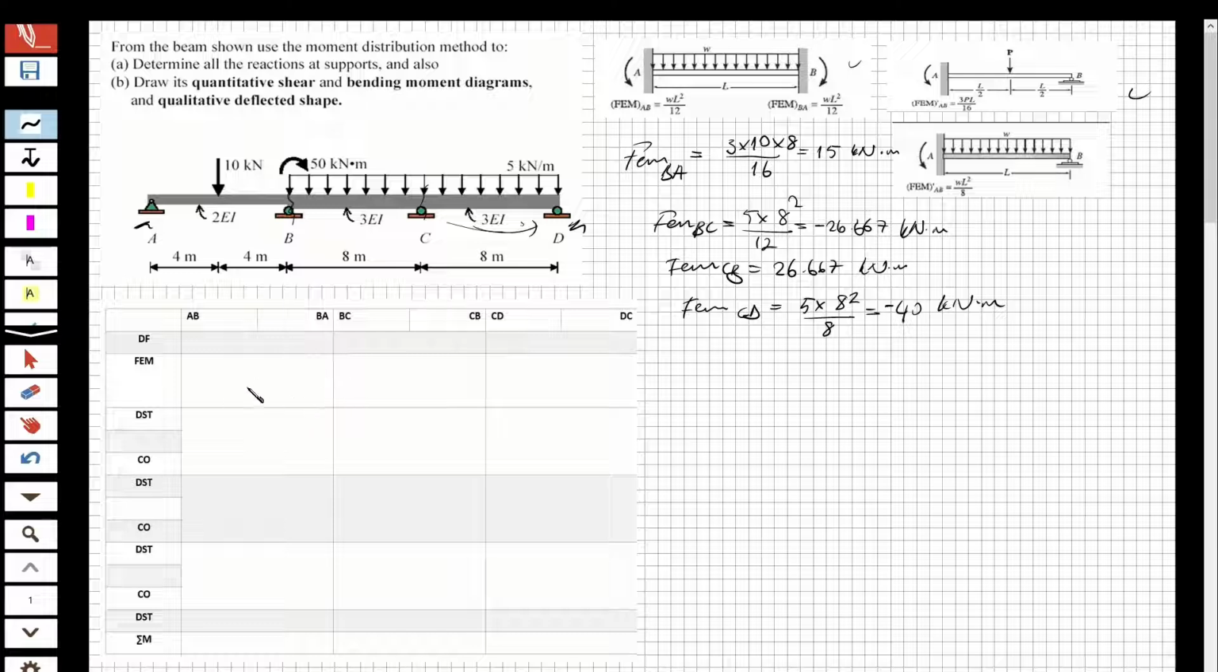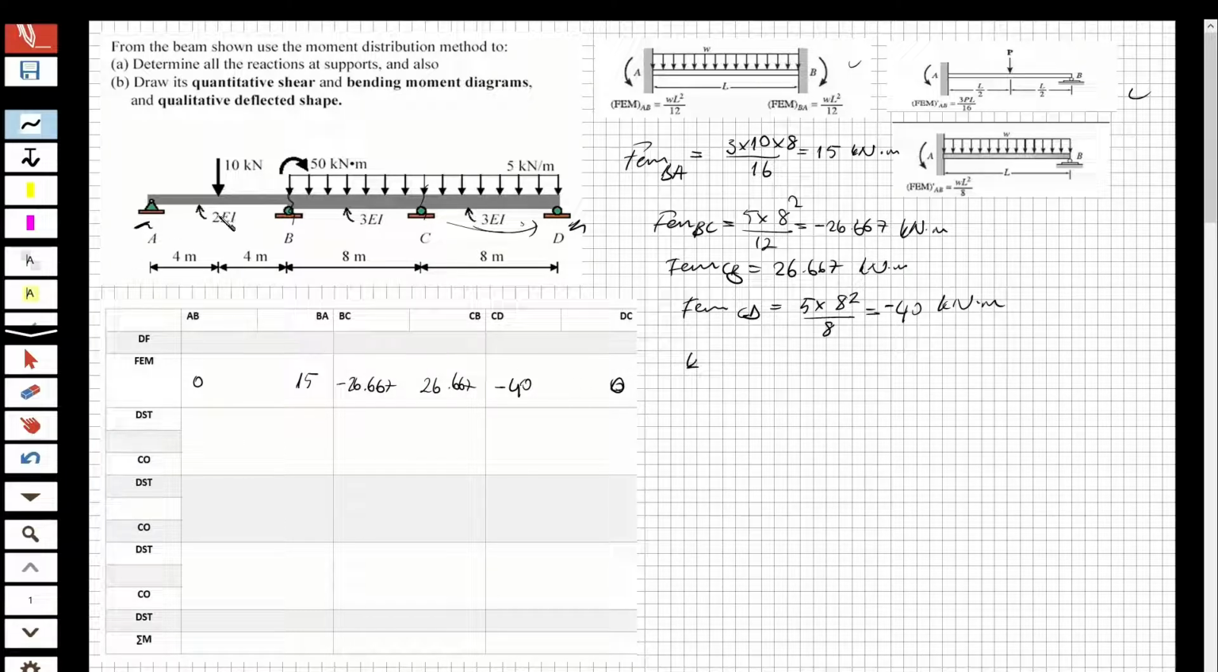So now let's write the fixed end moments in their own places. For example, this is going to be 40, and this is going to be 0, because this ends with a roller support. And this is 26.667, minus 26.667, and this is 15, and this is 0. And so let's determine the stiffness factors.